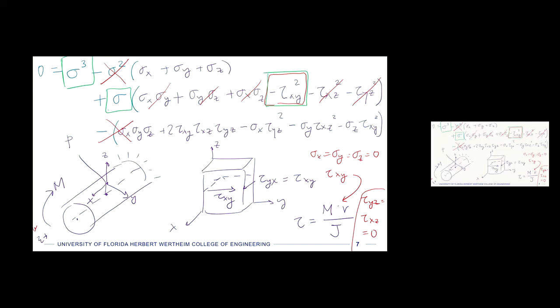I'm going to write that on the next slide. Okay, so we go to the next slide. We get 0 equals sigma cubed plus sigma times minus tau xy squared. That's all we got. So we can solve this cubic equation. This is not like a math class where we go through all the solutions to the cubic equation, but we're going to come up with 3 roots.